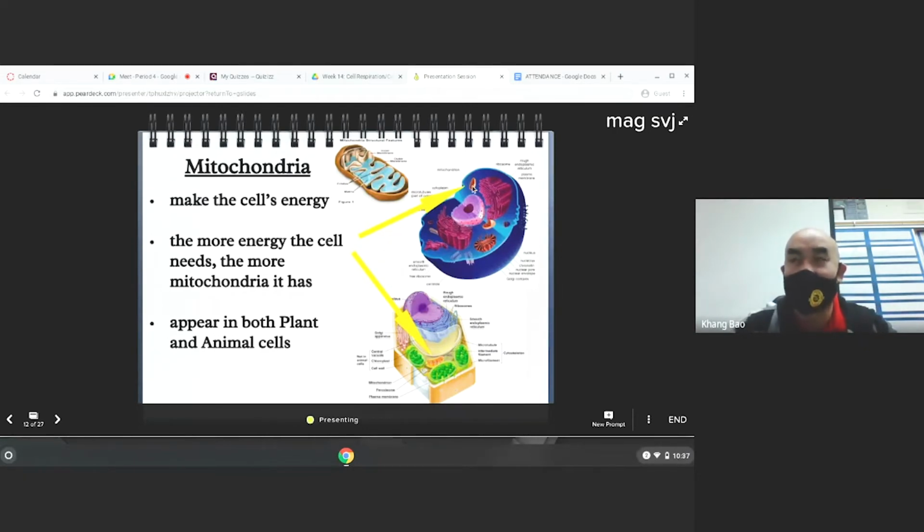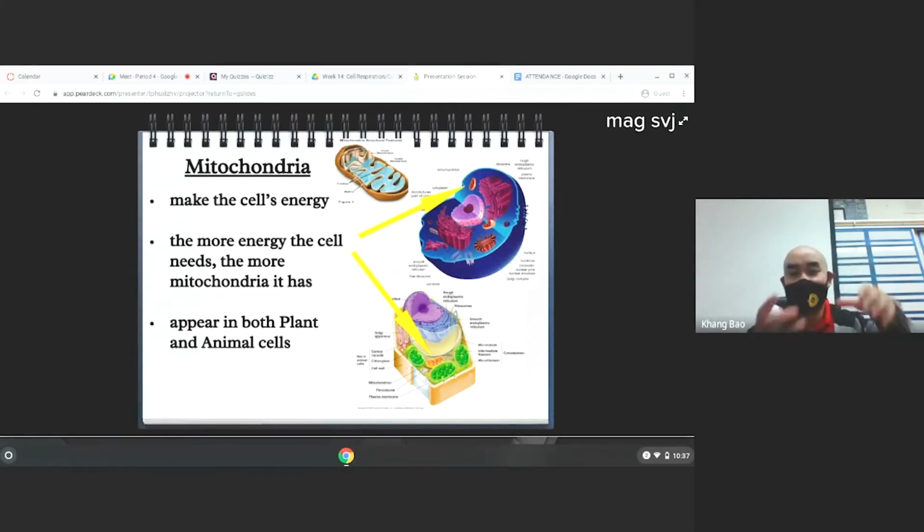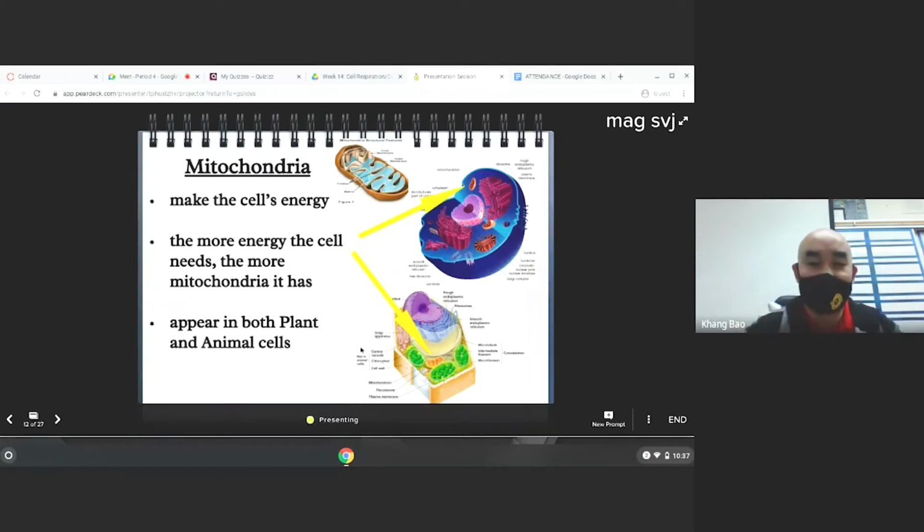And remember, mitochondria is where cell respiration takes place. The second step in cell respiration is called the Krebs cycle, remember? It's like a cycle that produces energy and electron compounds. It's like fuel to run the third step. All right, and that's the mitochondria.